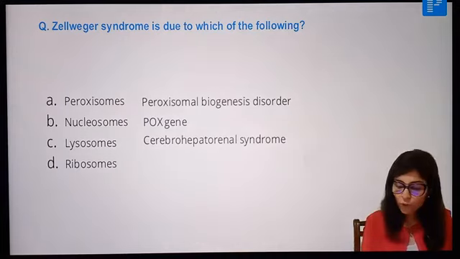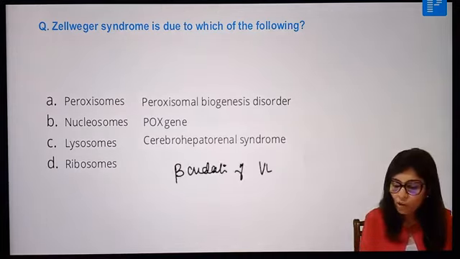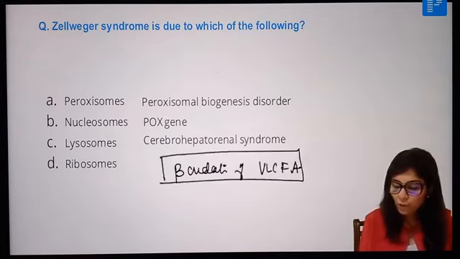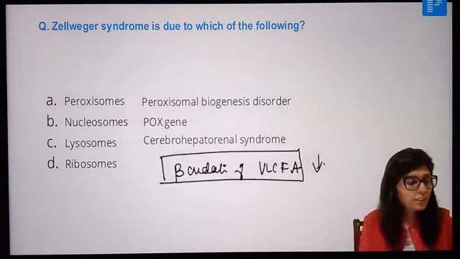Yes, peroxisome is related to beta oxidation of very long chain fatty acids. So in Zellweger syndrome, there is a defect of beta oxidation of very long chain fatty acids.